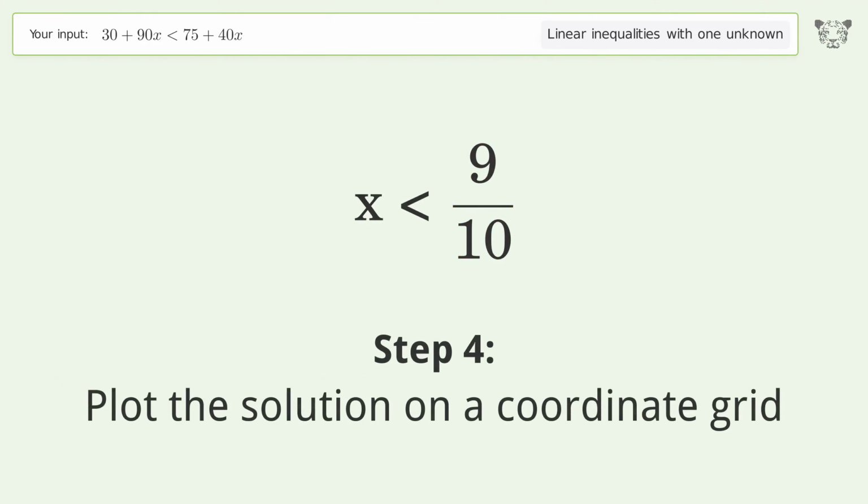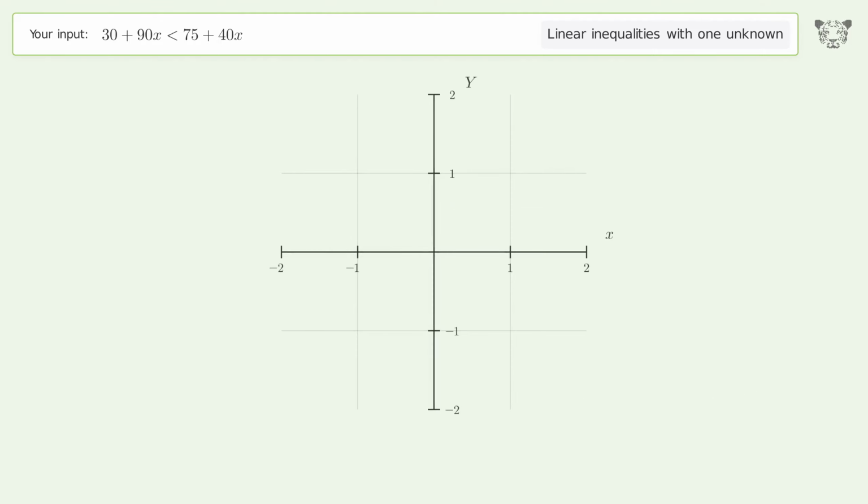Plot the solution on a coordinate grid. And so the final result is x smaller than 9/10.